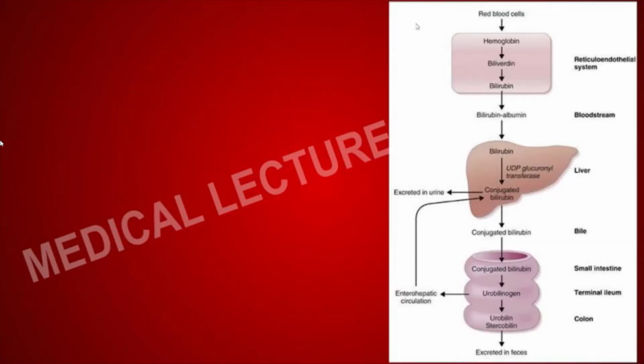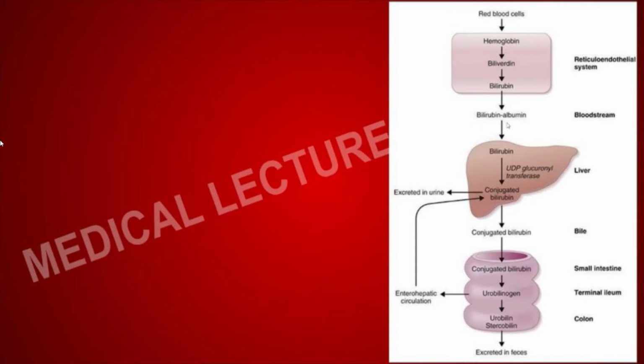Now, what happens after the RBCs break down? The red blood cells break down and release the hemoglobin in the reticuloendothelial system, which is then converted into biliverdin and then into bilirubin. Now, this unconjugated bilirubin enters the bloodstream. After entering the bloodstream, this unconjugated bilirubin binds to albumin.